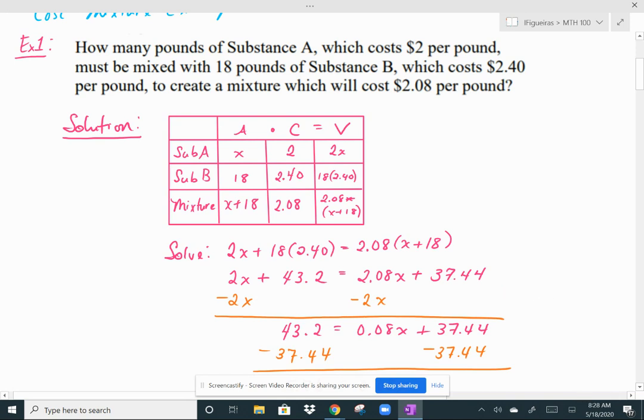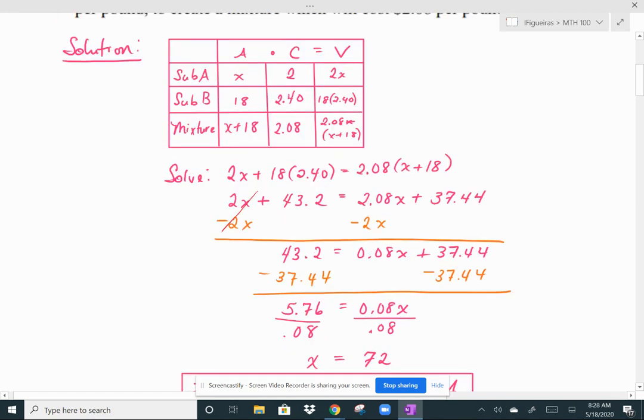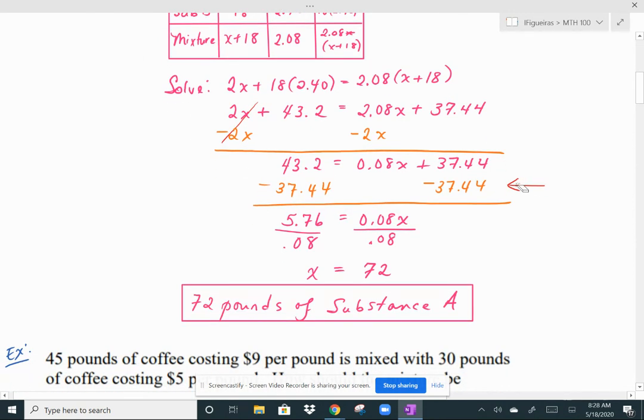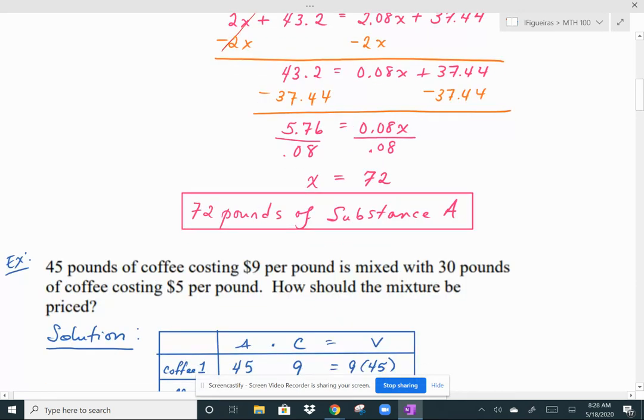So when you simplify, the 2x's will cancel, and you have 43.2 equals 0.08x plus 37.44. Now to isolate my x term, subtract 37.44 from both sides. So when you do the subtraction, you get this result here in this line, 5.76 equals 0.08x, divide by 0.08, and you get that x is equal to 72. Remember, x is the number of pounds of substance A, so you have answered the question. You have 72 pounds of substance A.